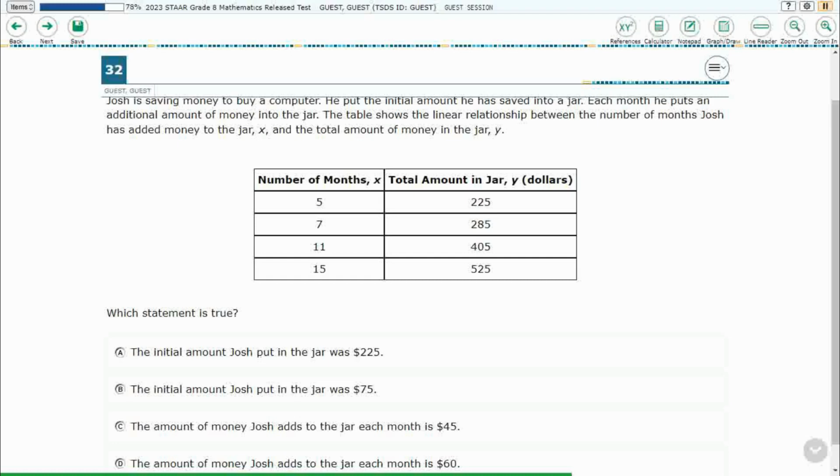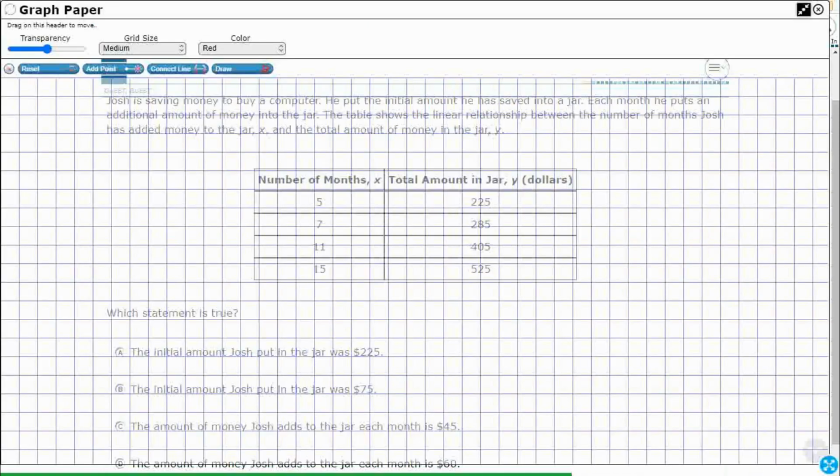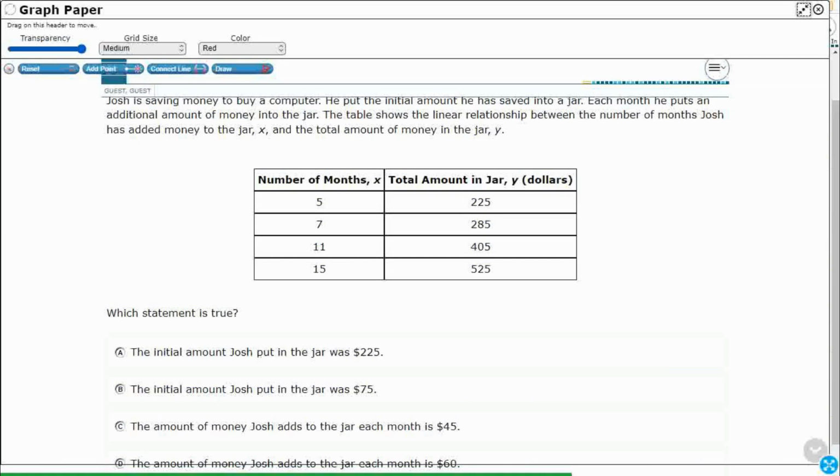Alright, so we've got Josh saving money here, and he put an initial amount. We don't know what that is, but he put an initial amount, and then each month he puts an additional amount of money, and it is a linear relationship. So what we're going to find here is that the amount of money is going to be constant because there is going to be that same amount each month.